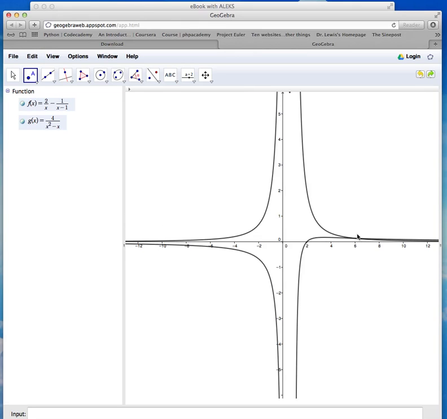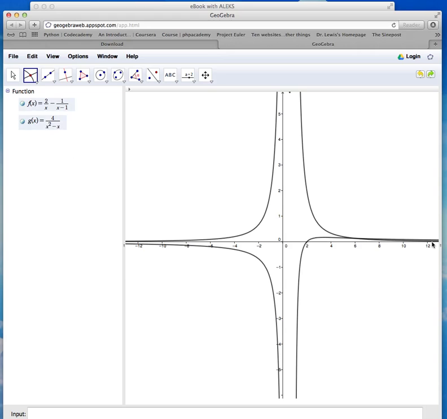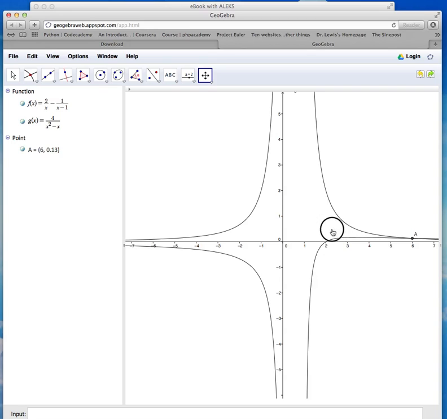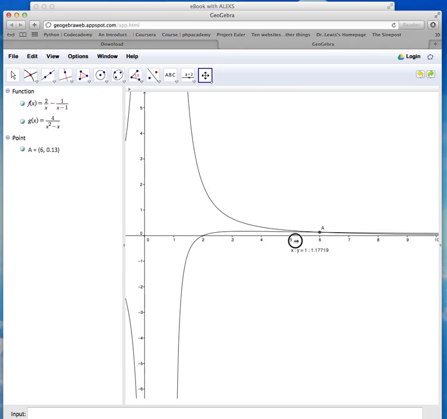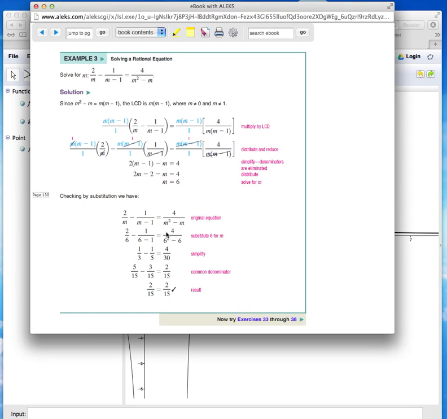I think it'll even do intersect between two objects. There. So there's your value. Looks like it's, nothing's perfect, but looks like it crosses at 6. And the y value is 0.13. So if you plugged in 6 like they do right here, you get 2 over 15 equals 2 over 15.